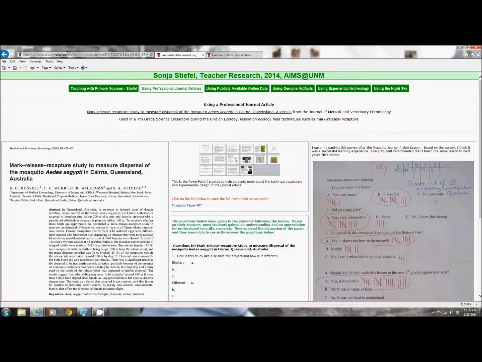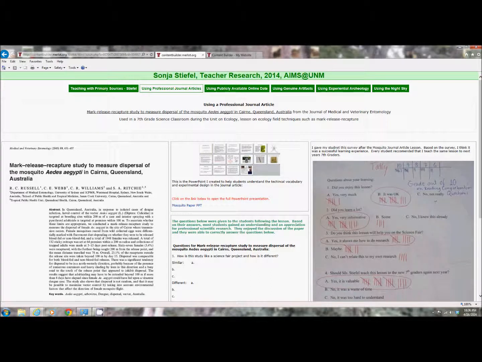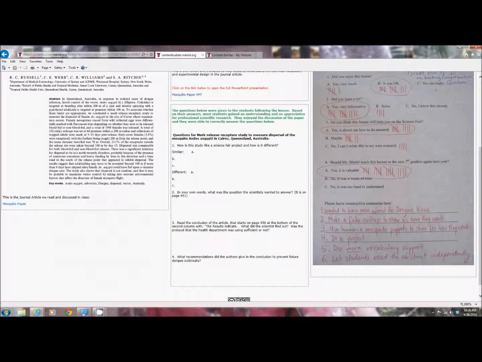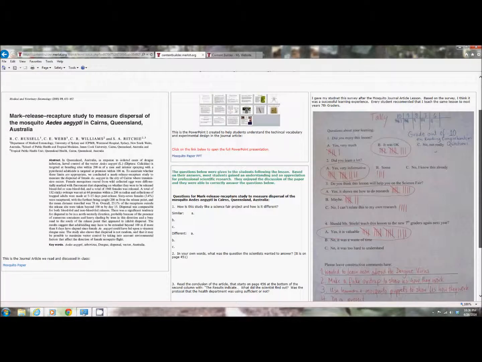After that, we read the abstract together and discussed it, talked about what it meant, went over some of the figures in it. We also looked at the paper and identified parts of the paper, like where's the hypothesis, where's the question, how did they show their data, what were their conclusions. After that, I had the students complete this assignment, which was to determine how much of the paper they actually understood.